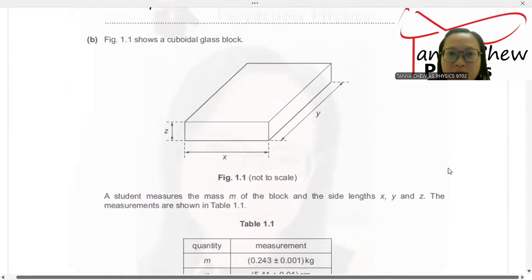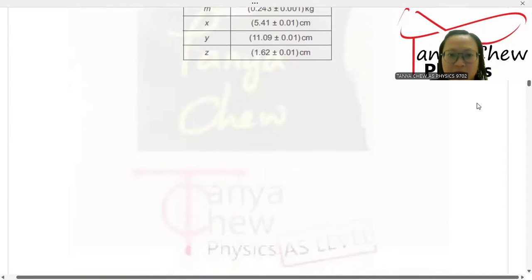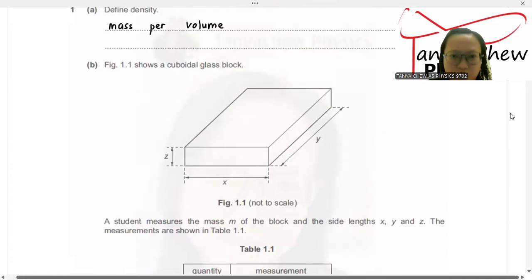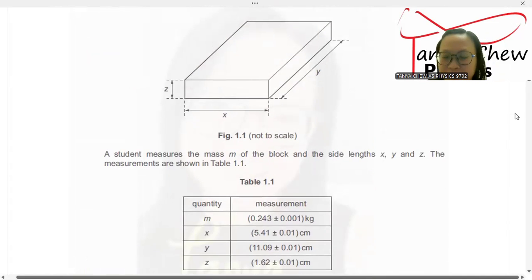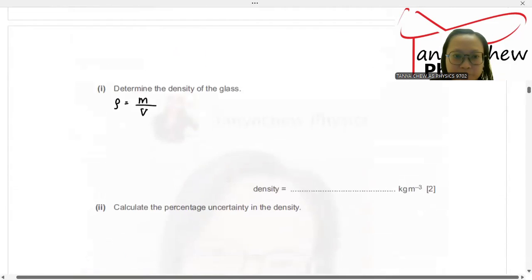First of all, since we have already defined density, just write down the equation of density here. Density is equal to mass over volume. Since this is a cuboid, how do you find the volume of the cuboid? Volume is equal to X times Y times Z. That's it. Right, now I'm going to do that.